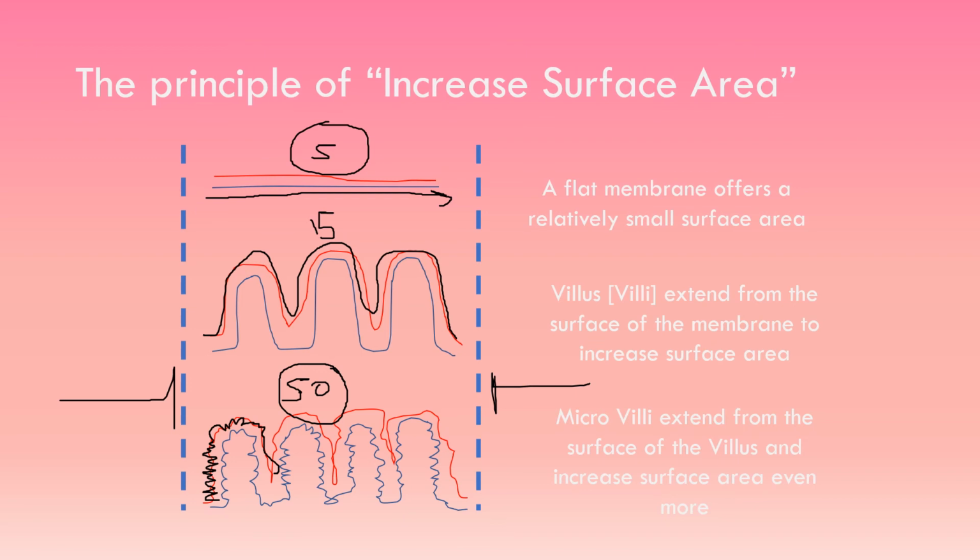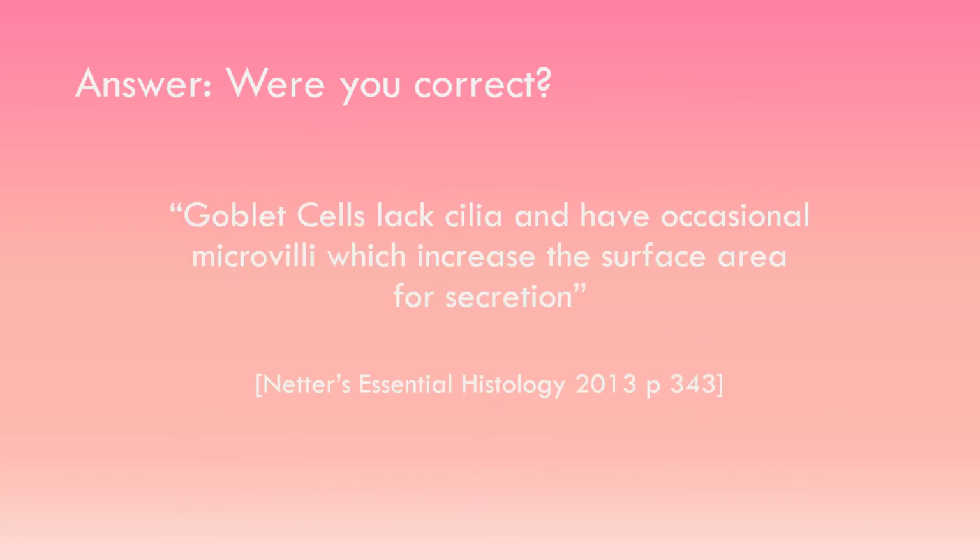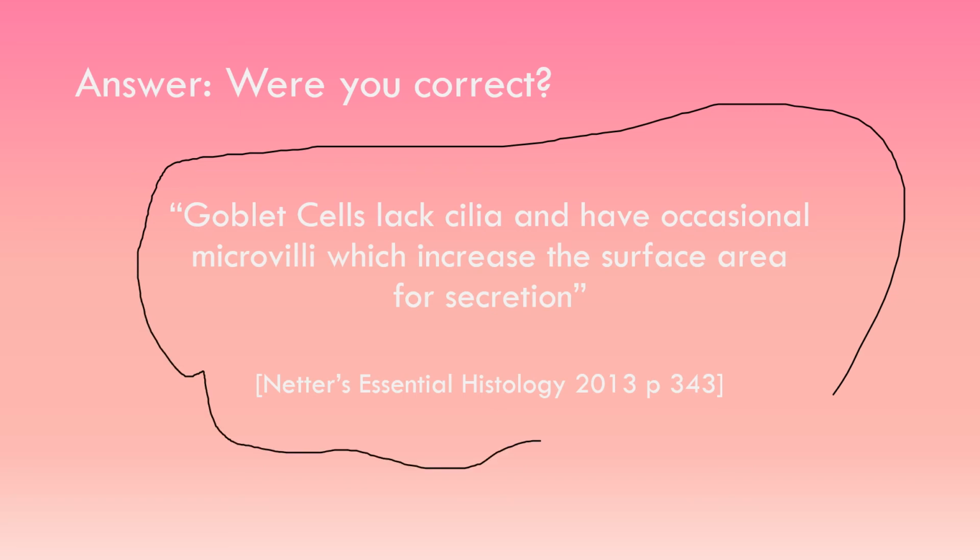You have to ask yourself the question, why is that good for a goblet cell? Well, because it can spew out far more molecules of mucin or mucus than if it was just a flat barrier, and that's why goblet cells have microvilli. And here's a quote that supports that, so I could use that in my assignment beautifully to support the image that I found in a textbook. "Goblet cells lack cilia and have occasional microvilli which increase the surface area for secretion." Perfect.